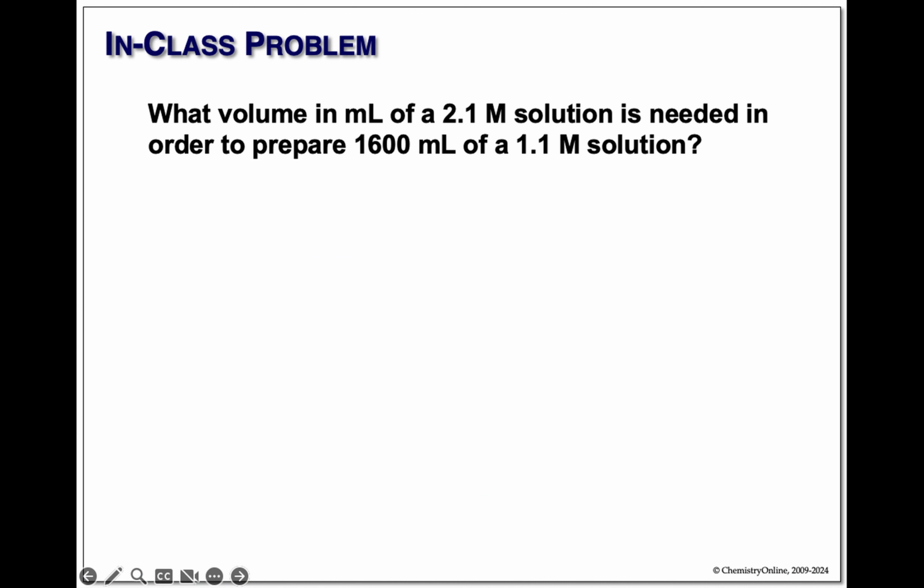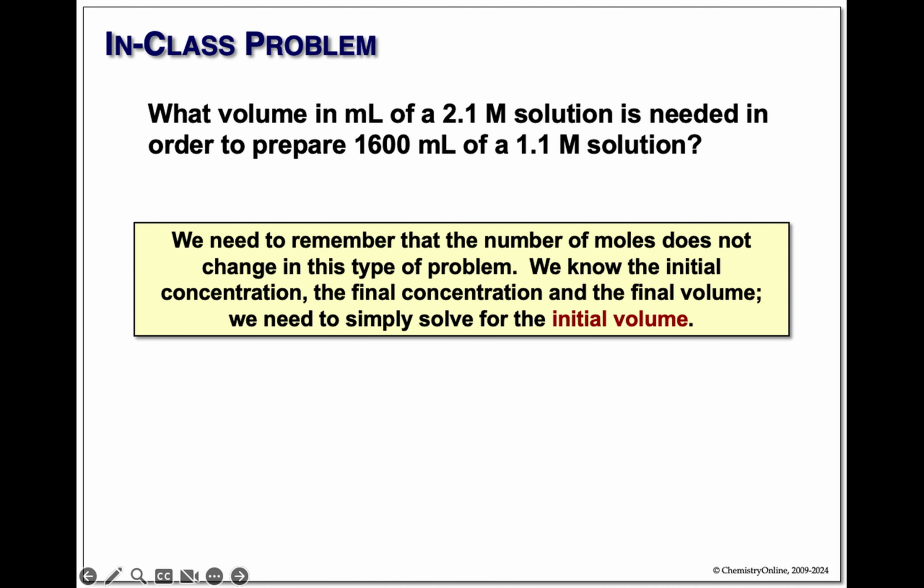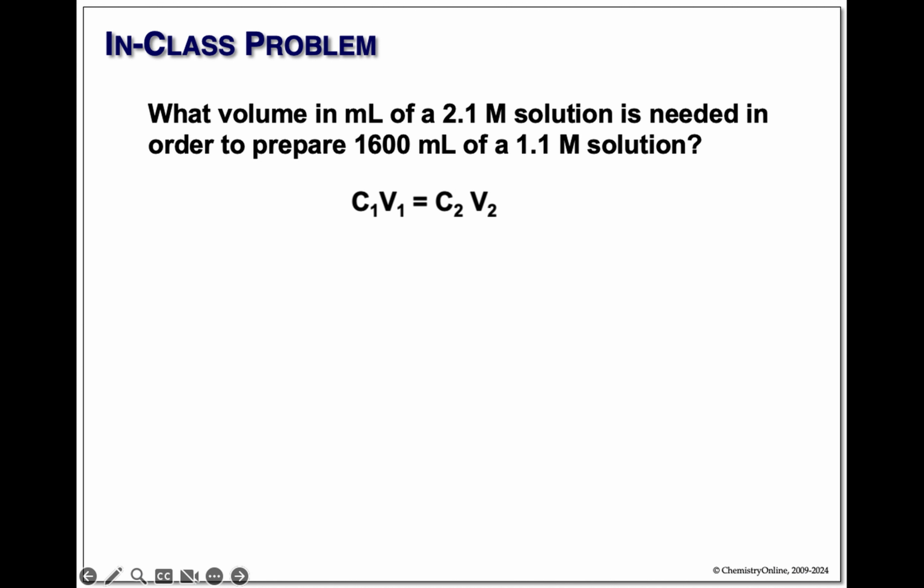What volume in mils of a 2.1 molar solution do you need to make 1600 mils of a 1.1 molar solution? So we want a 1.1 molar, 1600 mils of it. And we're looking for the volume of this solution, that's V1. We're solving here for the initial volume. We know C1, we know C2, and V2. We're solving for this guy.